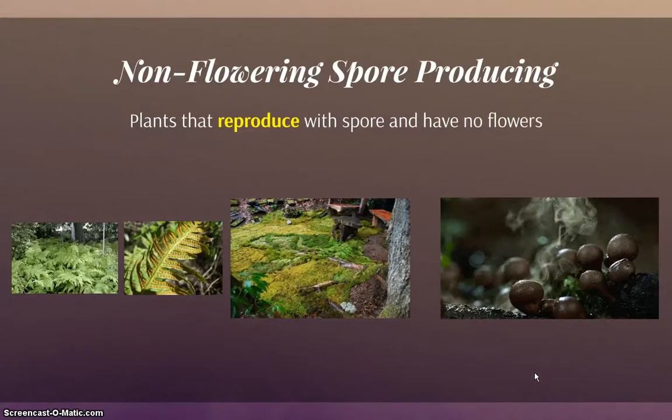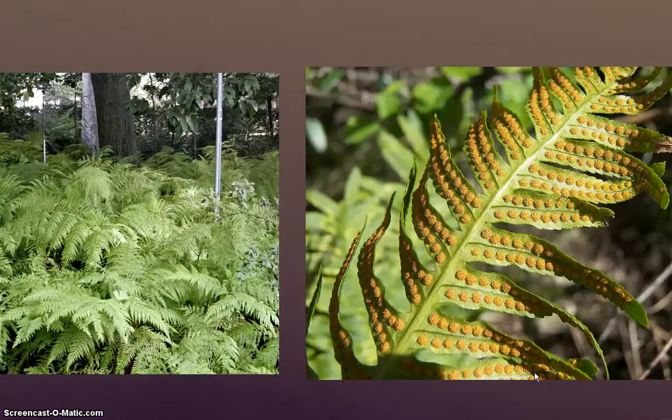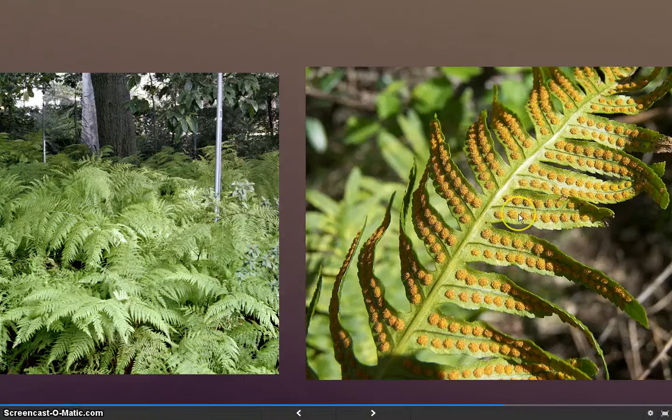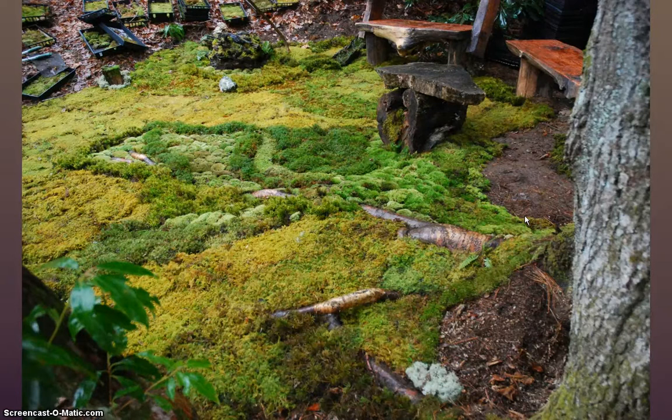Some plants that don't have flowers but don't have seeds include things like ferns, mosses, and mushrooms. If you've ever taken a close look at the back of a fern, you might have seen these little bumps, and those are actually spores. Spores are used to make new ferns. Moss is another example, and it also uses spores to reproduce.